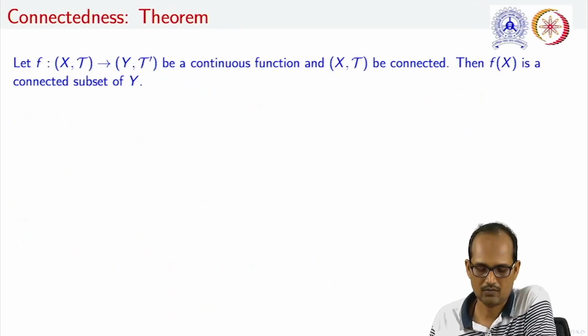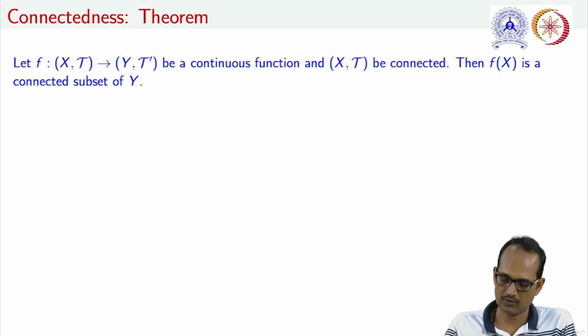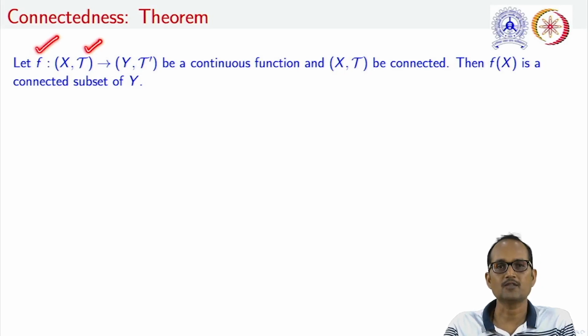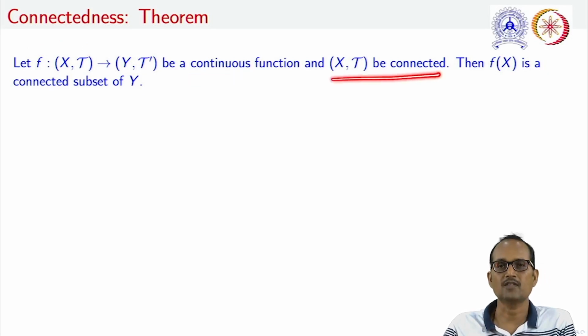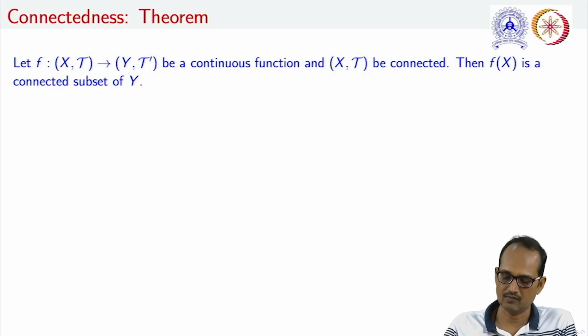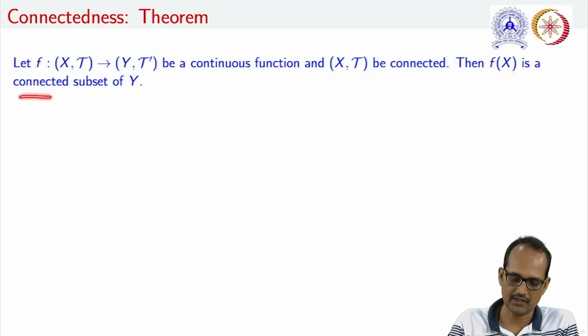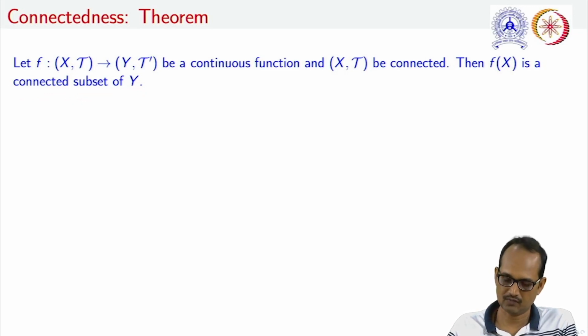Moving ahead, herein we will discuss the connectedness of continuous image of a connected topological space. This theorem states that if f is a function from a topological space (X, τ) to a space (Y, τ'), and that is continuous as well as the topological space (X, τ) is connected, then f(X) is a connected subset of Y. Again, we will prove by contradiction.